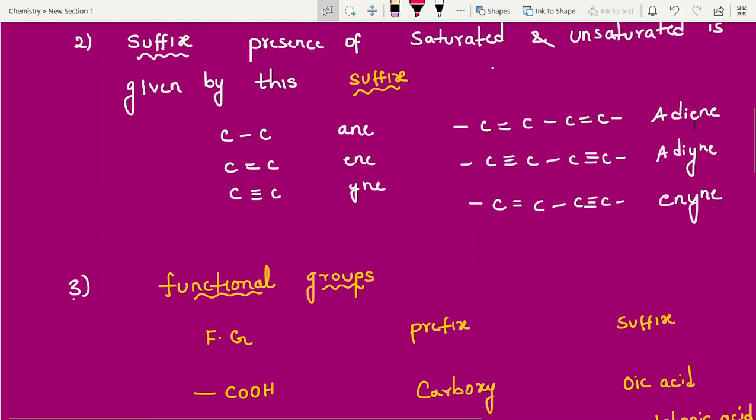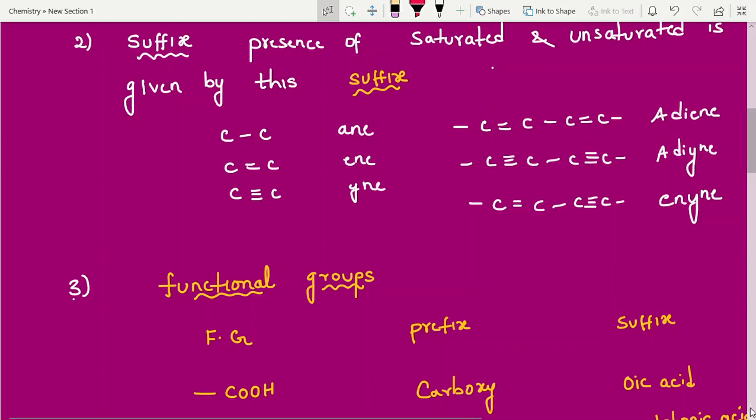Two triple bonds, diyne. Next, if one double bond and one triple bond are there, what do we call it? Ene-yne. Double bond is there, ene; triple bond is there, yne. That's it.